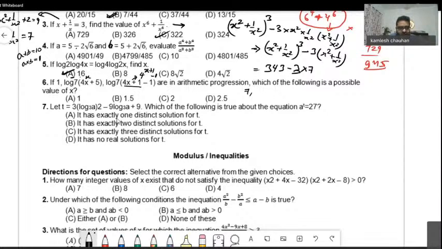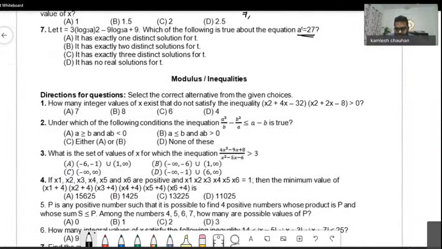Okay. Question number 7. Again, this is similar to a question asked in CAT once. You put this value, a power t is equal to 27. You apply it here and you will get the value of t. After finding the value of a, we will solve this and find how many solutions are possible.